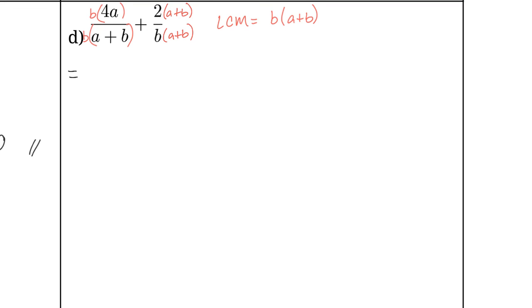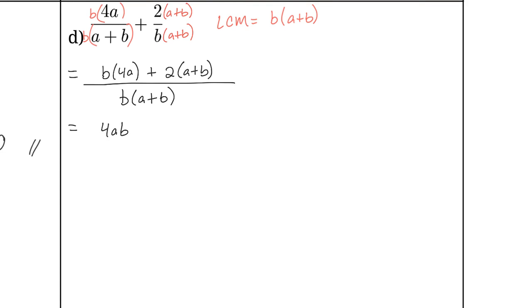So if we rewrite this expression all over the same denominator, it's just going to be b times 4a plus 2 times a plus b, and that is going to be all over b times a plus b. So let's get rid of those brackets in the numerator. I actually want to keep the denominator as is in factored form, but the numerator, when we distribute, it's going to be 4ab plus 2a plus 2b. And that is all over b times a plus b. And looks like in the numerator we cannot combine any like terms, we cannot simplify this any further, we cannot cross anything out. So all that's left to do is state our restrictions.